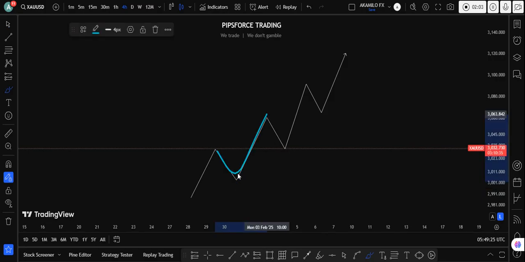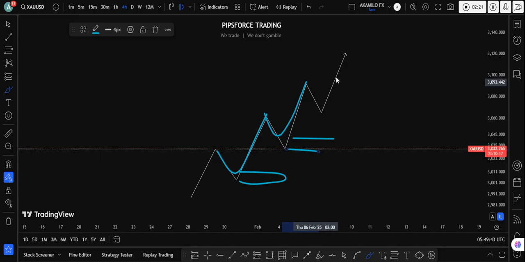You can see price didn't get to the tip of this structure, where your order block will be resting, but price came to this level and then moved again. Another one, price didn't get to where your order block is supposed to be here, and then price also came to this level and started to move higher.